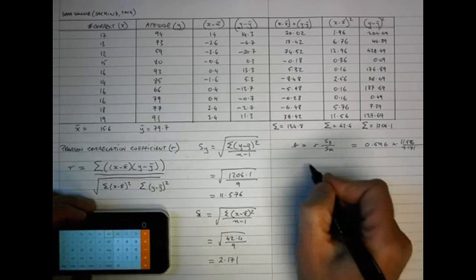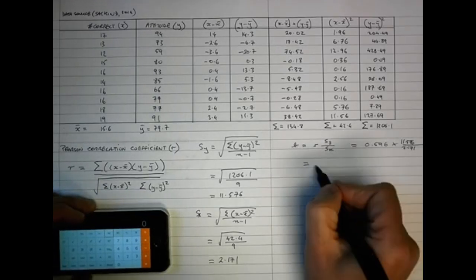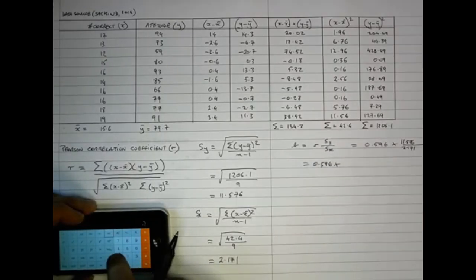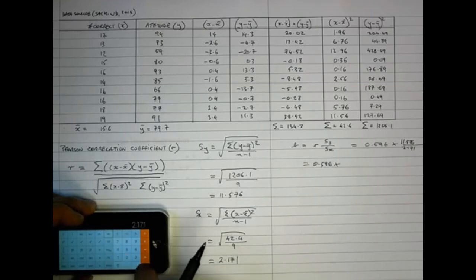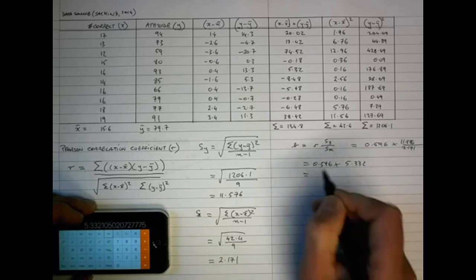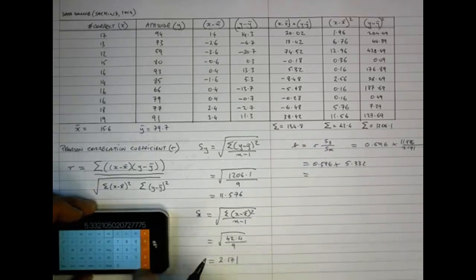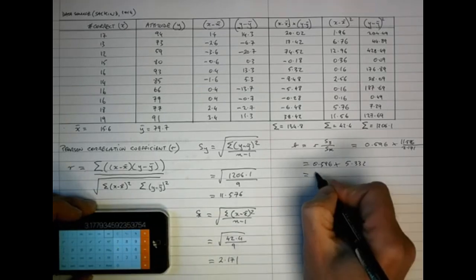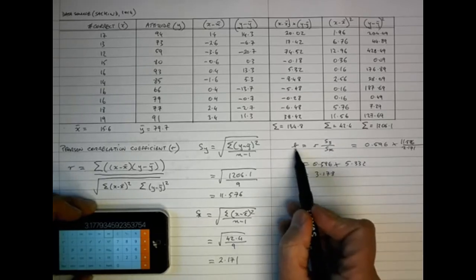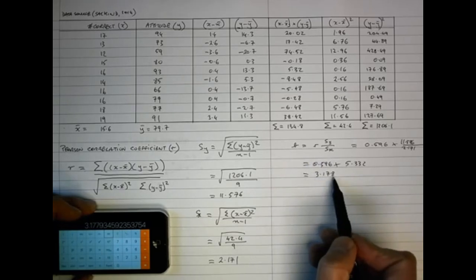So now I'm ready to just work out this formula here. 0.596 multiplied by, let's do the fraction here, 11.576 divided by 2.171. That's equal to 5.332. And let me multiply that by 0.596. And that gives me a value of 3.178 rounded. So my value for B, the slope of my line, is 3.178.